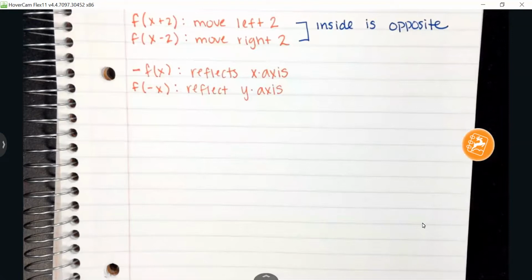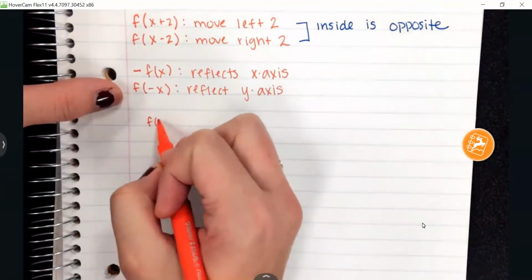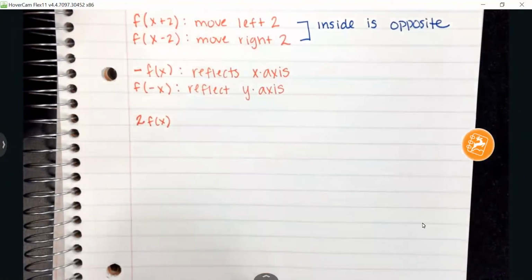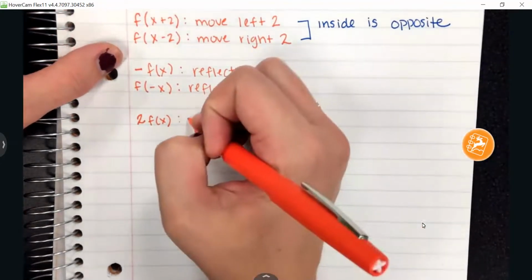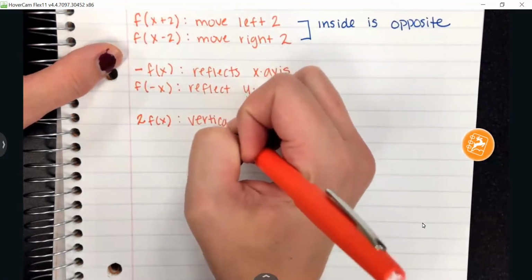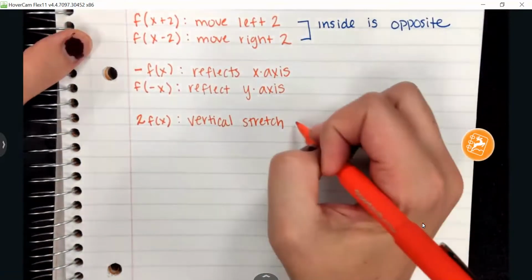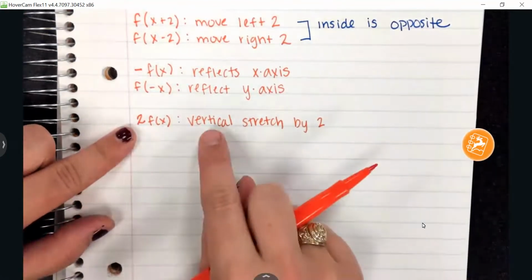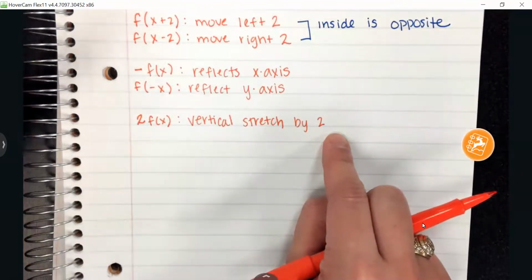So now we have to see what it looks like if my graph gets big or small. So if I take my function f of x and I multiply it by a whole number or a number bigger than 1, this means it is a vertical stretch. It's stretching, it's getting bigger by 2. What if this had a 3 in front? What would it be vertically stretching by? By 3. And I'll show you how to tell if it's vertical or horizontal.